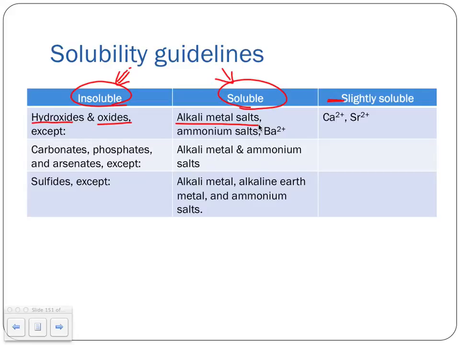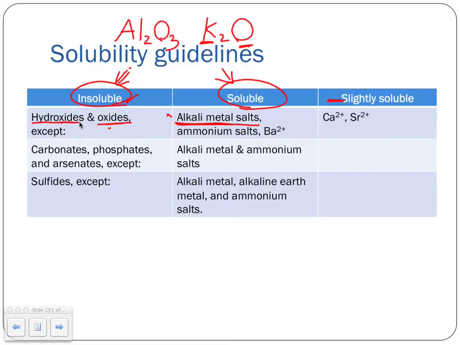So if I had something like K2O, since O indicates this would be an oxide, it would normally be insoluble, but because the cation is an alkali metal, we would say that it is going to be soluble, so that's an exception to the rule. But if we had, let's say, Al2O3, aluminum oxide, because aluminum is not an alkali metal, this aluminum oxide would be insoluble because it's an oxide. Hydroxides, of course, work the same way.